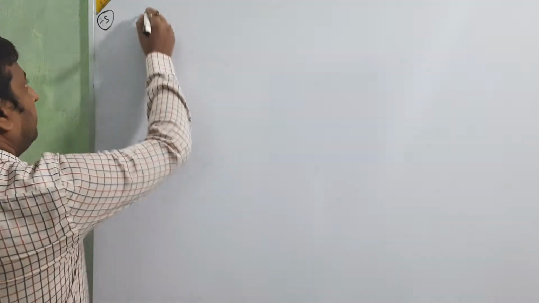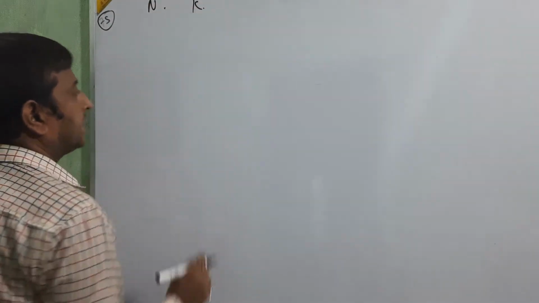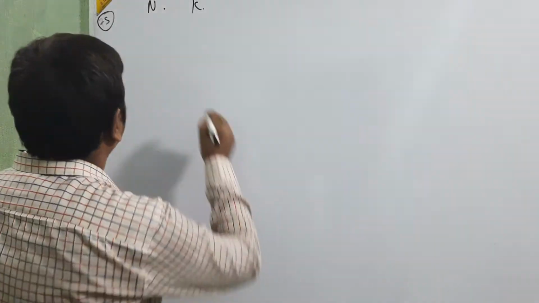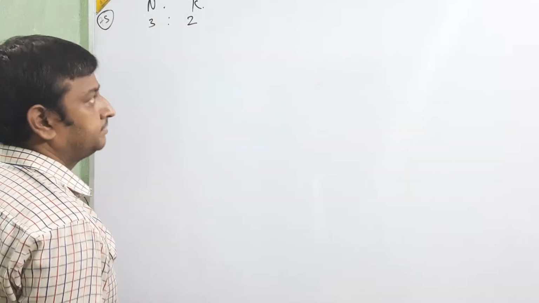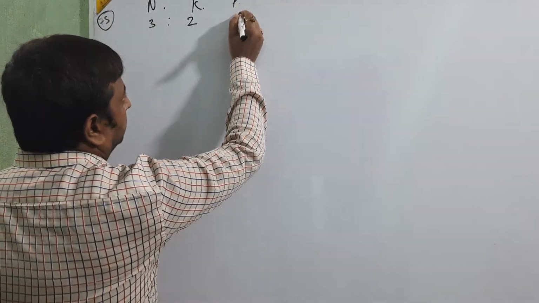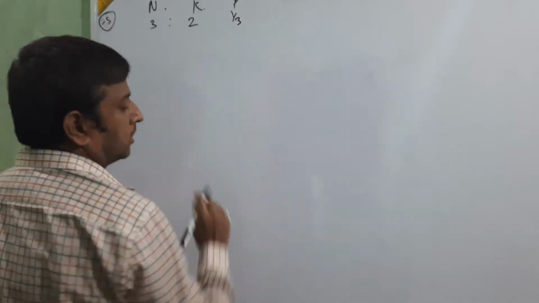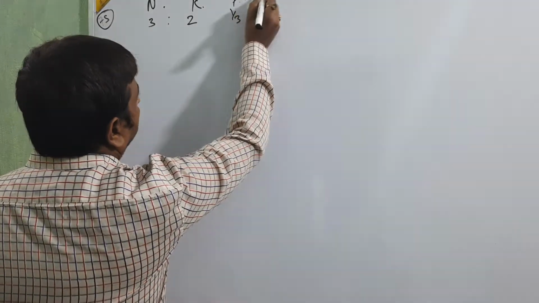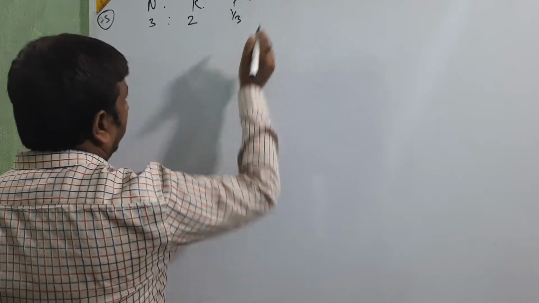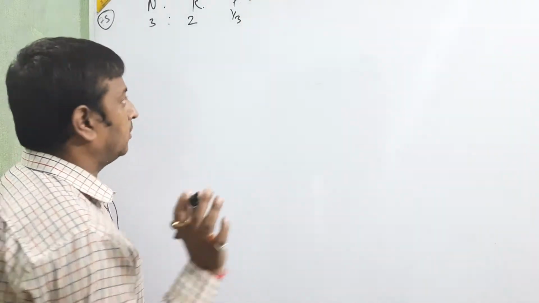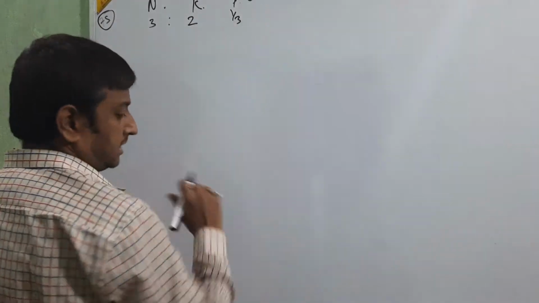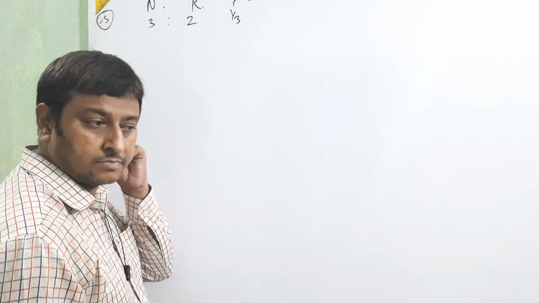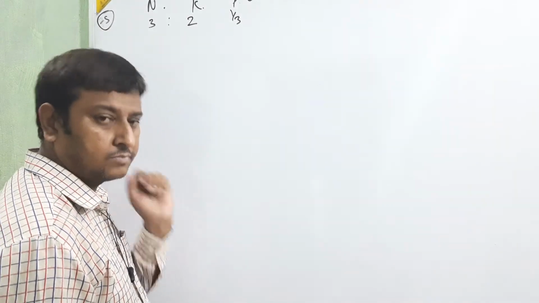Naam and Kim, N and K, sharing profits in the ratio of 3:2. Admit Prem as a partner with 1/3 share. He has to contribute proportionate capital, but the capital is not given. Next, they had a financial position. They agreed to admit Prem as a partner on the following terms.